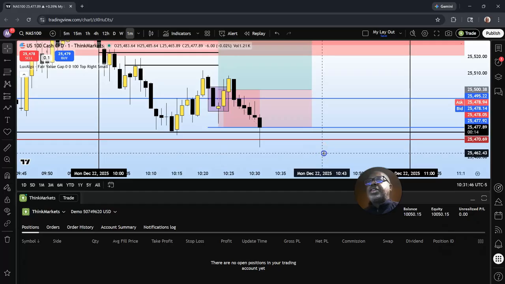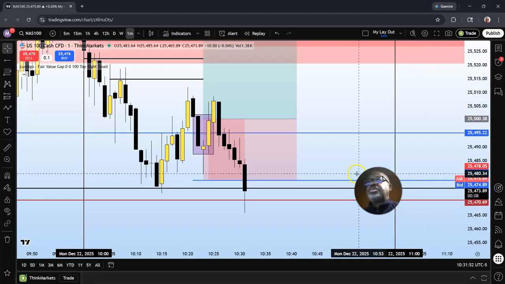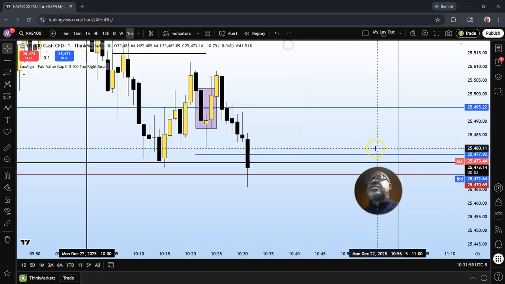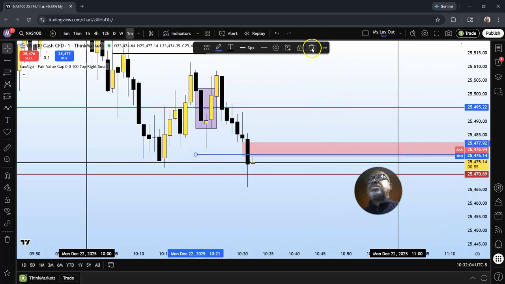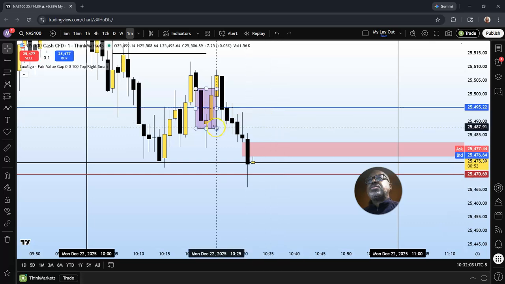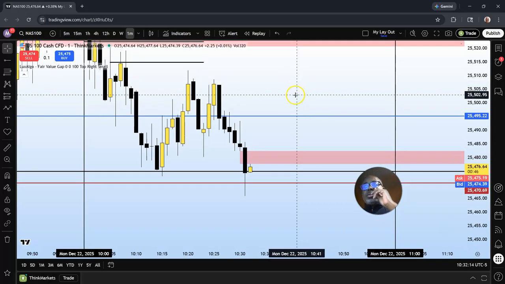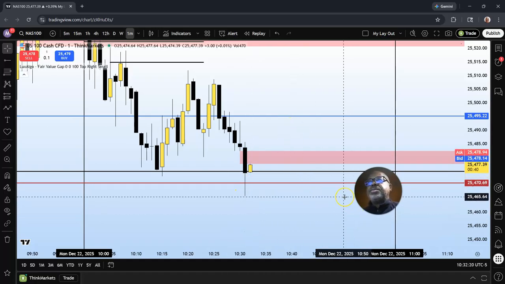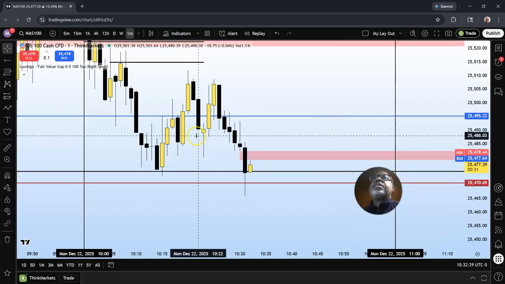So okay, it actually broke this red line right here. Alright. And now I'm going to go ahead and erase this. And now we wait for the next pattern that I'm going to trade. So this was a fake out, so be aware of fake outs.